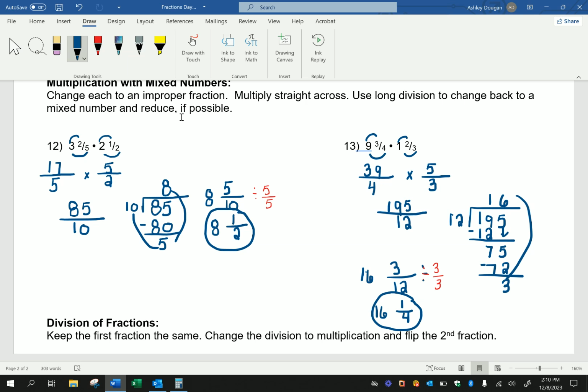When we're multiplying with mixed numbers, we change them to improper fractions. We multiply straight across, and then we convert that fraction back into a mixed number.